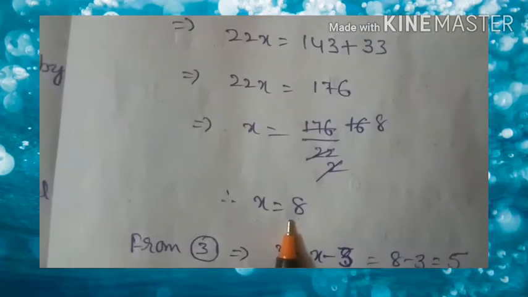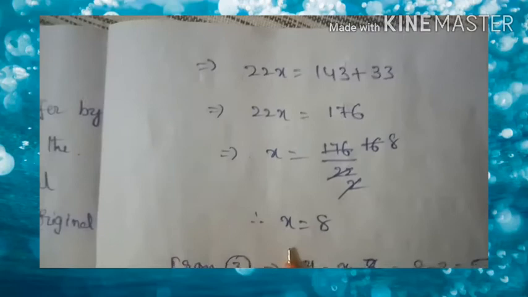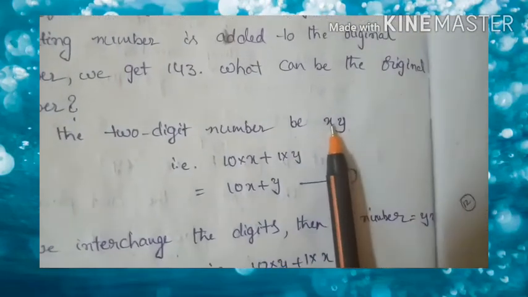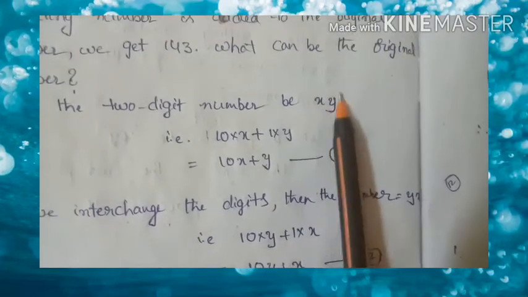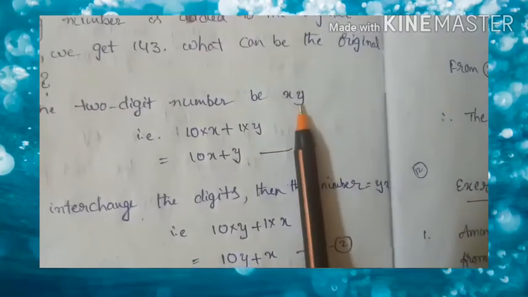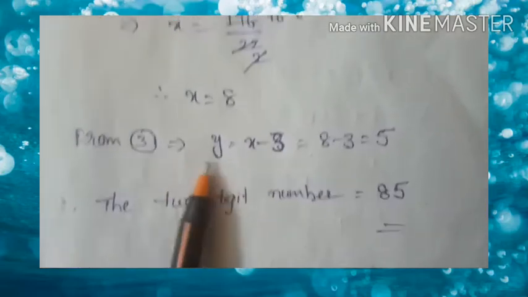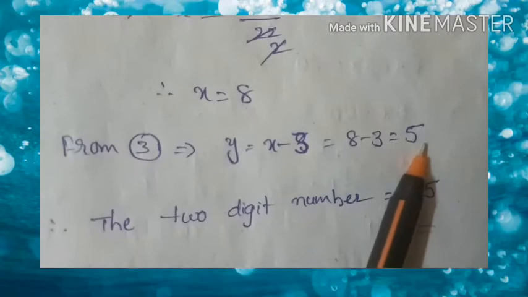What is x? The tens place of the number. Next, what is y? That is the unit value. What is y? x minus 3. From 3, y is equal to x minus 3. Therefore, 8 minus 3 is equal to 5.